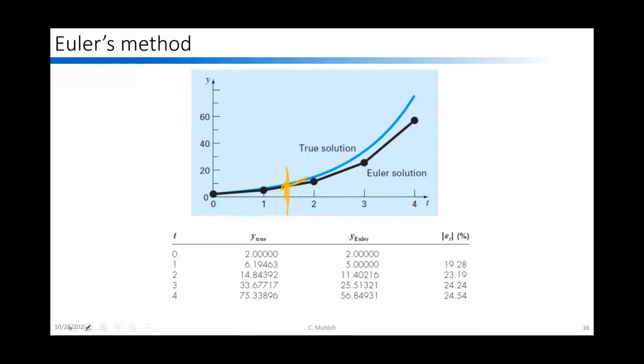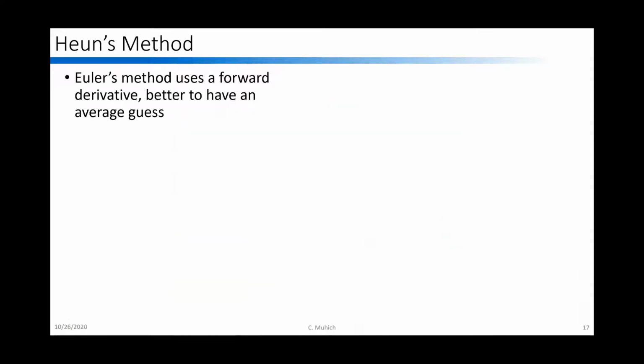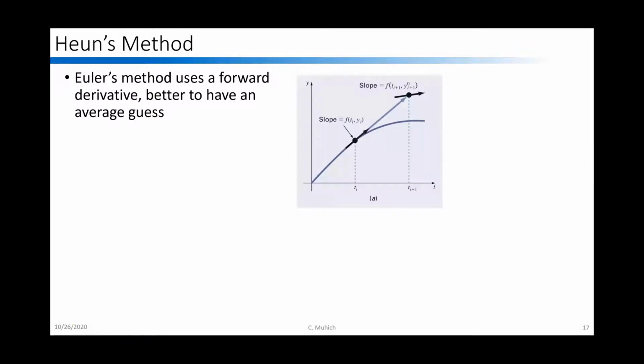And so the first, more accurate method would be what's called Heun's method. Remember that in Euler's method, we used a forward derivative. A better guess, remember, would be coming from the idea of the central difference formula, where I could estimate the derivative between 2 points by knowing the value at a point before and a point after.